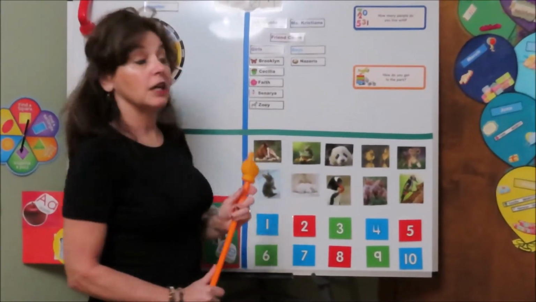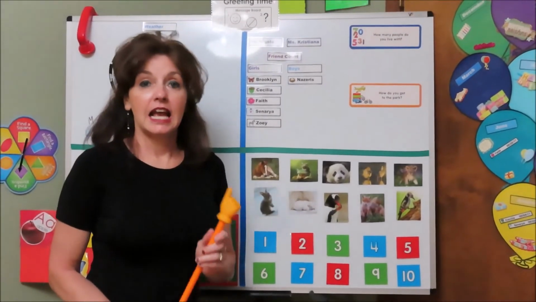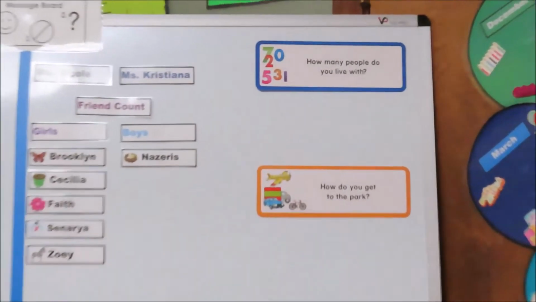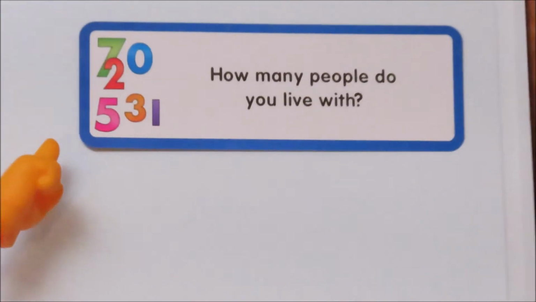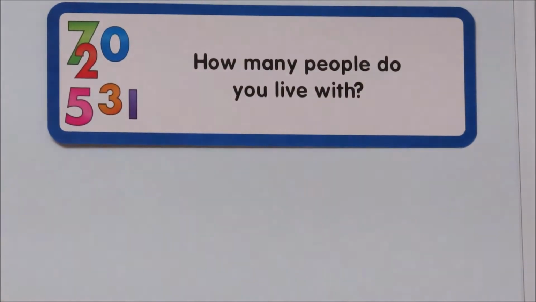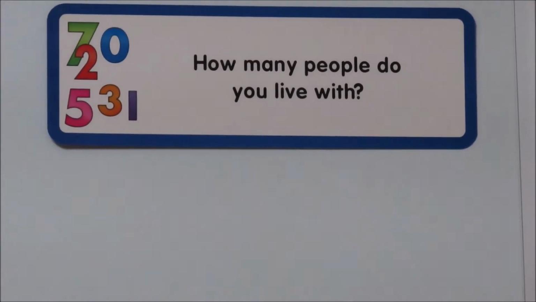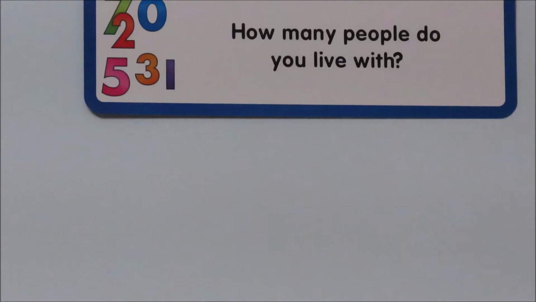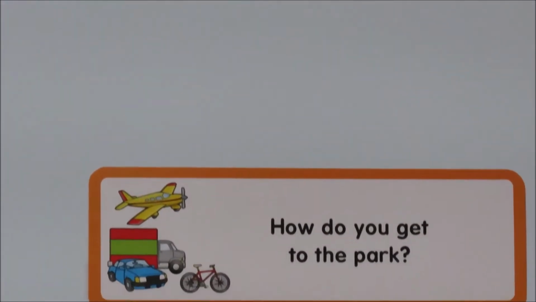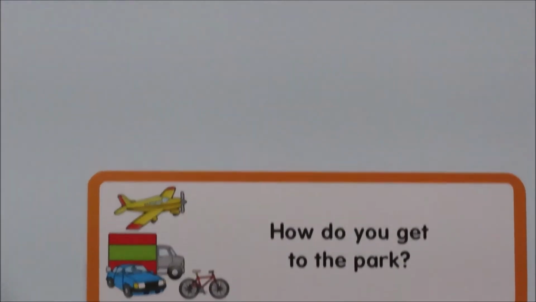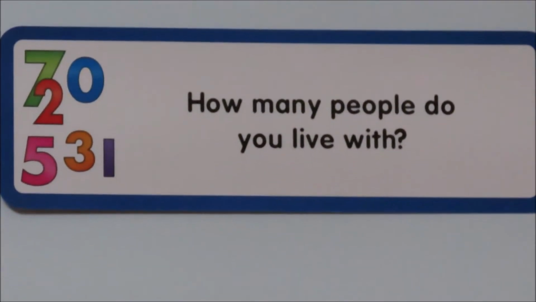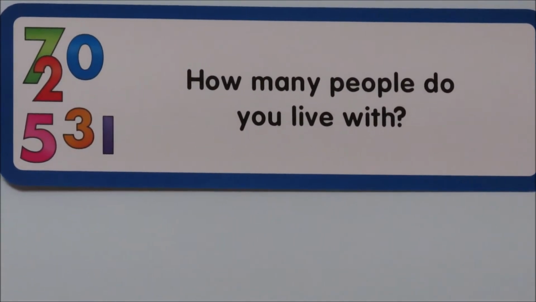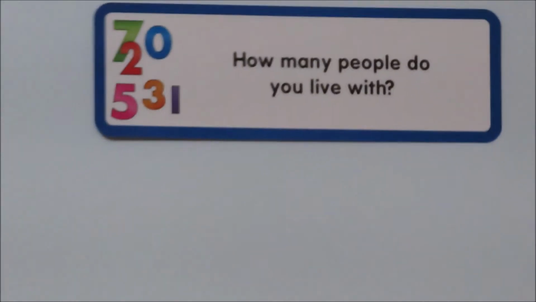Okay, now we're going to be doing our two questions of the day. And I'm going to say the questions out loud, and then you can answer them at home. One of our questions is, how many people live in your house? You can have an adult write down the names as you name off each person that lives in your house. And then you can go down the list and you can count how many people live in your house. At one time, for a very, very long time, we had 5 people living in my house.